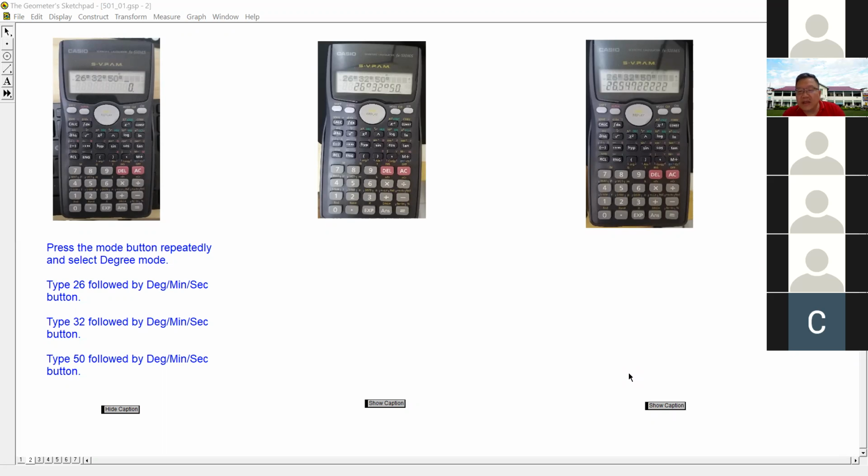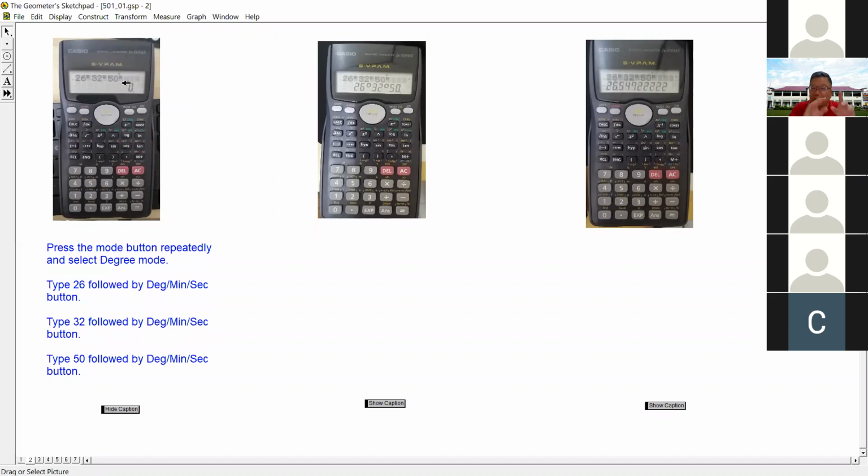Xingyi said it is number 1, correct? Degree mode is number 1. So you type 1 there, then you switch to this degree mode. Okay, right. Now, what to do now? Next, when you have already switched to degree mode, you type 26, followed by this degree, minute, second button. That is this button here. So you type 26, then you type this button here, then you type 32, then you type the same button, right? Then you type 50, then you type the same button. So what is displayed on your screen is this 26, 32, 50.